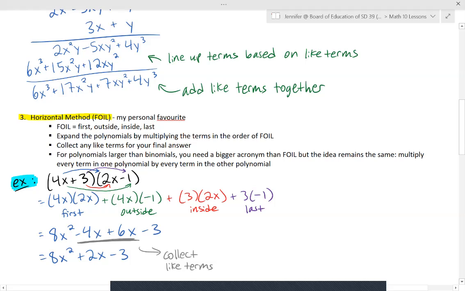Then this is just a bunch of monomial multiplication, which we know how to do. We do that. So we've got 8x squared and the rest of it here. And then your last step, like always, is to collect any like terms. So I've underlined that in gray. Those two combine to give you 2x.